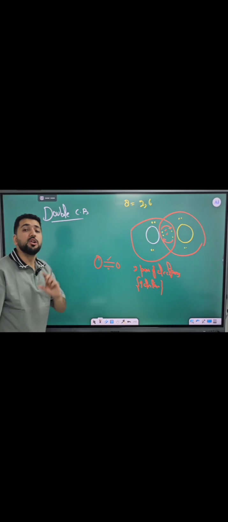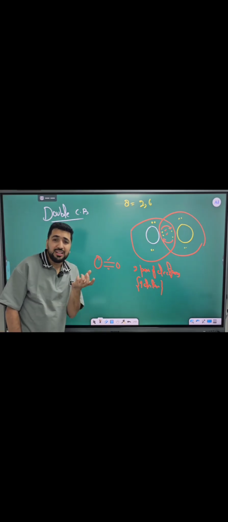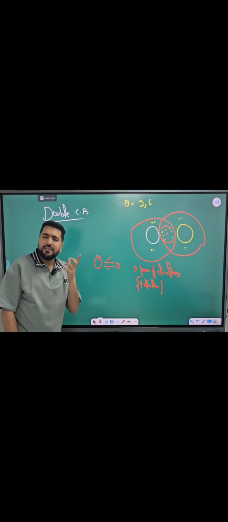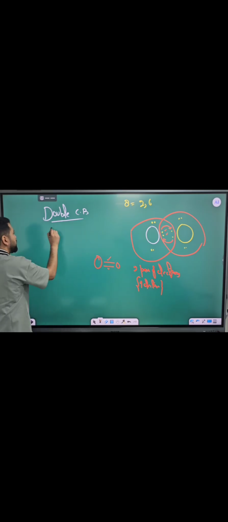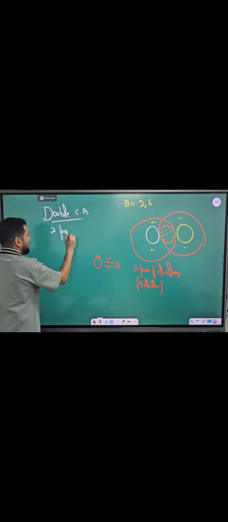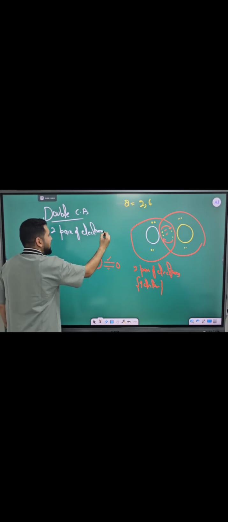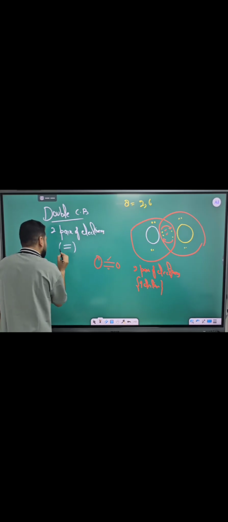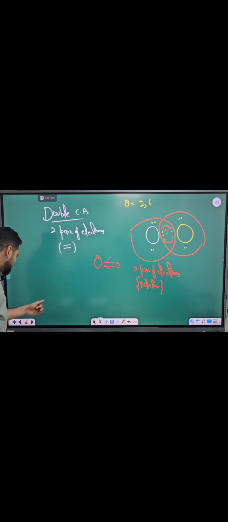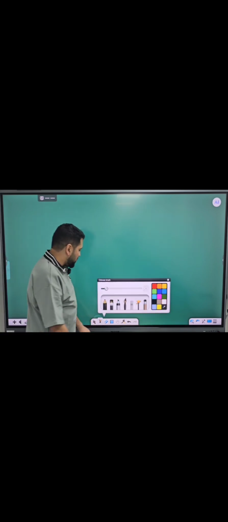So what is double covalent bond? Double covalent bond is that type of covalent bond which is formed by mutual sharing of 2 pair of electrons, right? 2 pair of electrons, and it is represented by a double line. I hope this thing is clear, guys. Yes. In the same way, we have triple covalent bond.